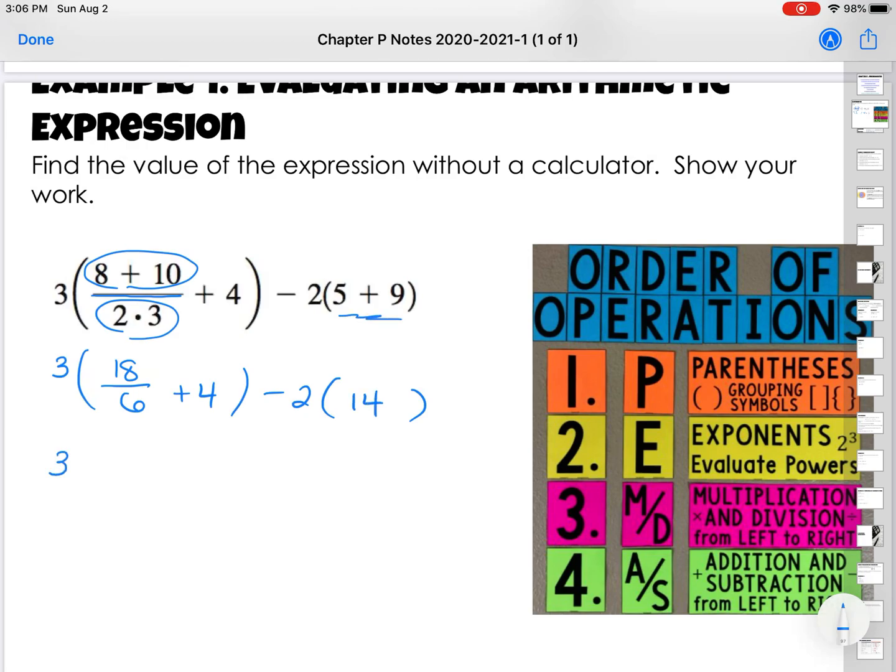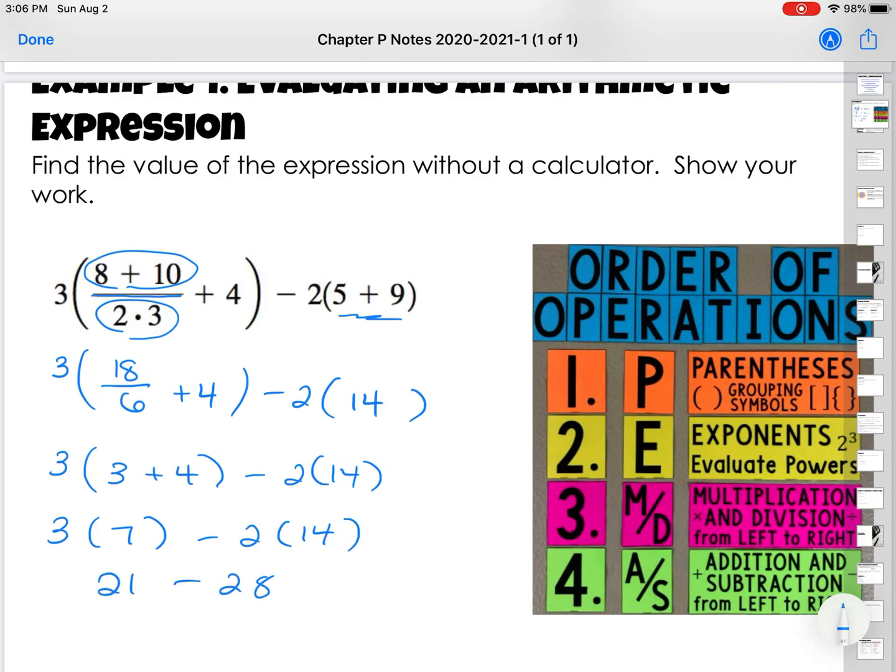All right, so 3 times 18 divided by 6 is 3, plus 4, minus 2 times 14. And then 3 plus 4 is 7. And then we'll multiply and get 21 minus 28, and that subtracts to negative 7.